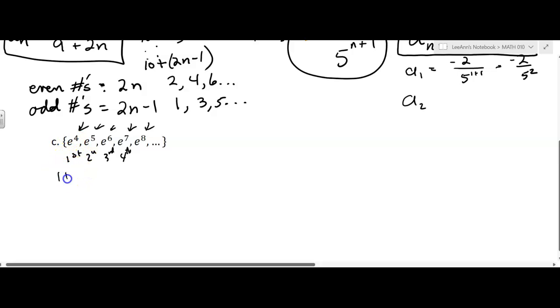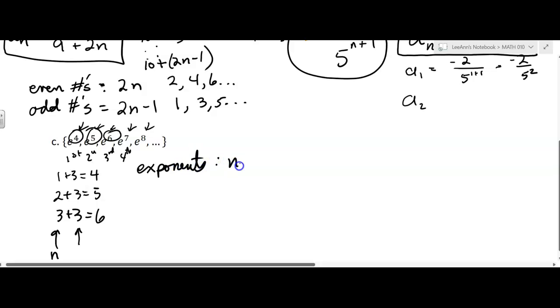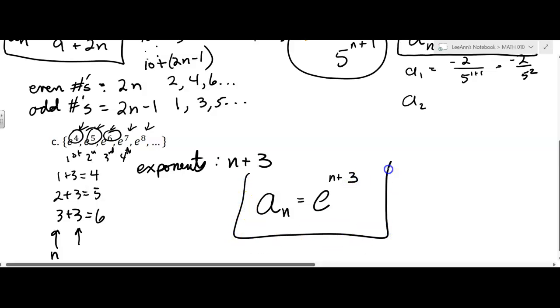See, 1 plus 3, that gets me 4. 2 plus 3, that's getting me 5. 3 plus 3 gets me the 6. Okay, so that's how we're getting the 4, the 5, the 6. So the 3 is constant, but this is n. So it's n plus 3 to get those exponents. So the exponent is n plus 3. But how are we going to generate this? This is going to be a sub n equals e, the e was constant, to the n plus 3. And so that one's done.